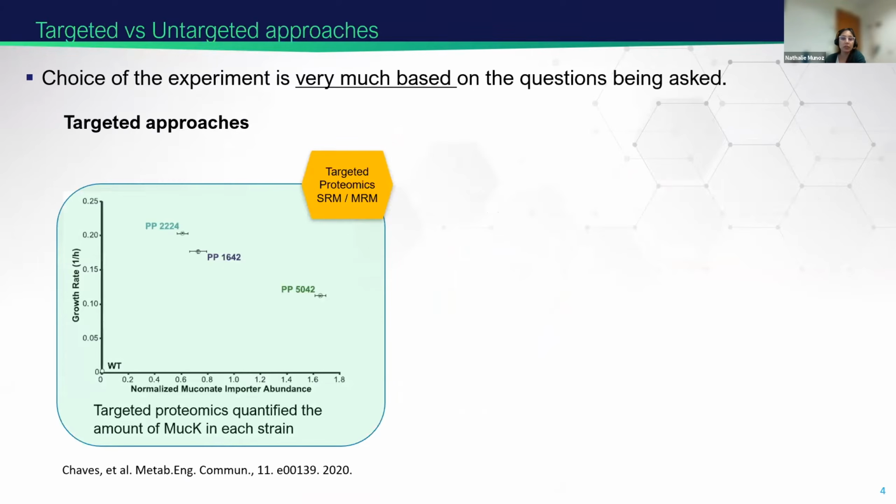We can use targeted approaches when the questions are very specific. This was the case in this study on the left with the bacteria Pseudomonas putida, in which the question was how much of a transporter, specifically a muconate transporter, MUC, was present in engineered strains. This transporter was inserted into 3 different insertion site loci. Using targeted proteomics, we were able to compare the MUC expression levels among strains with this transporter expressed.